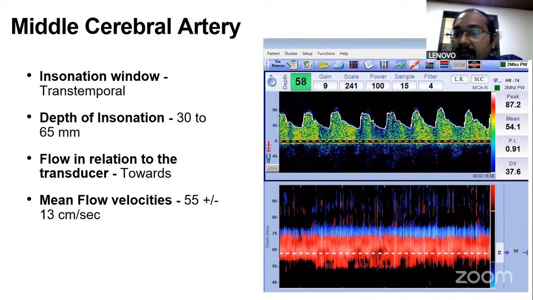The middle cerebral artery can be identified through the transtemporal window, and the depth of insonation is 30 to 65 mm. Like you can see here, the depth is 58 mm. At a depth of 30 to 65 mm, we get a spectral waveform which is above the baseline. The flow in relation to the transducer is towards the transducer, and we get the spectral waveform above the baseline. Here the mean flow velocity is 55 plus or minus 13 centimeters per second. It can vary, but this is an average.